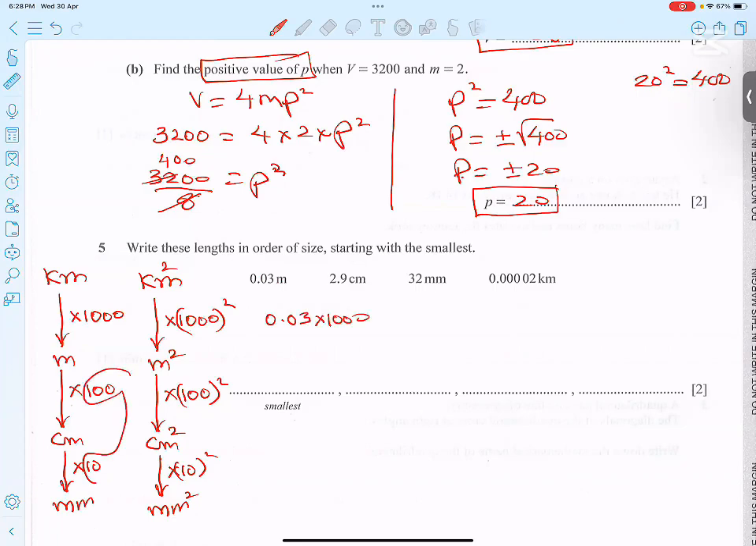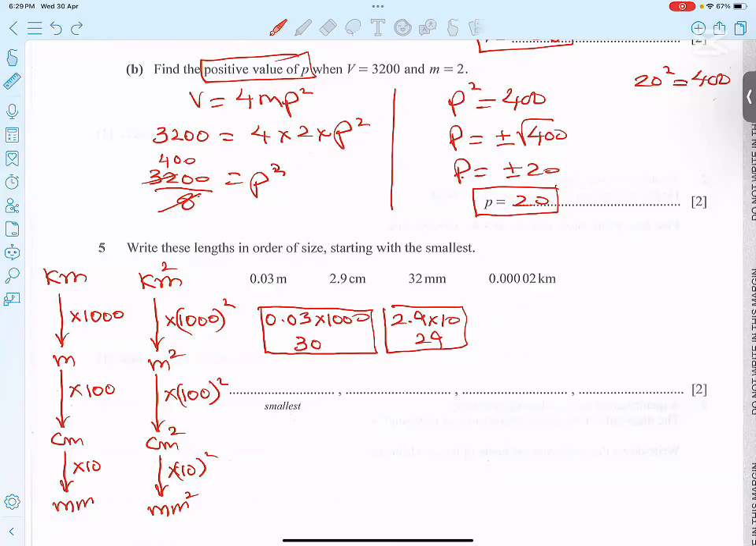Why 1,000? Two zeros from here and one 0 from here. So three jumps, 3 zeros means three jumps. So 1, 2, 3. It means it will turn to be 30. So this is value number 1. Let me check again: 1, 2, and 3 jumps. And what about the 2.9 centimeters? If we want to convert centimeter to millimeter, we multiply by 10. So 2.9 times 10, I get 29. So this is my second, because only one decimal jump is needed.